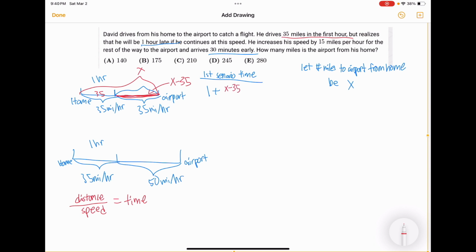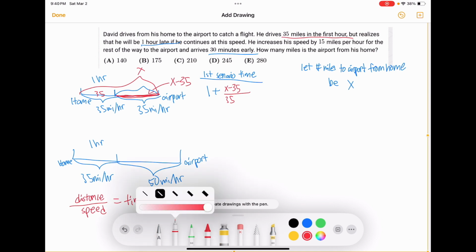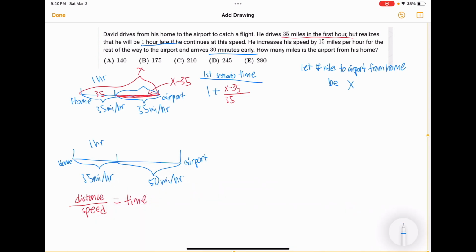And then it is distance over speed. Well, we already know that his speed is 35 miles per hour, so it would be 35. So that is the time that it takes in the first scenario. And remember that this time causes him to be 1 hour late. And then let's try to solve for the time in the second scenario.